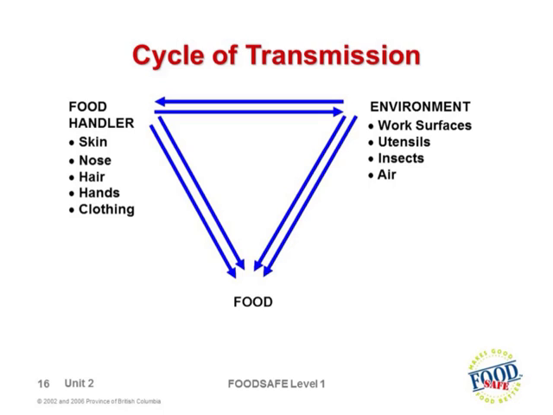So on a food handler, different bacterias or viruses can be contained on their skin, their nose, hair, hands, and clothing. And anything that has touched those pieces of the food handler that then touches the food is at risk of contaminating the food and making someone sick. In the environment, work surfaces, utensils, insects, and the air are all different places where contamination can begin. These bits of contamination can either be transmitted directly to the food or can be transmitted to the food handler, which can then transmit it to the food.